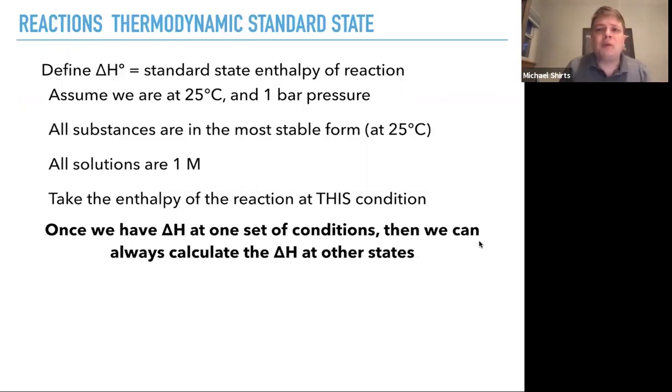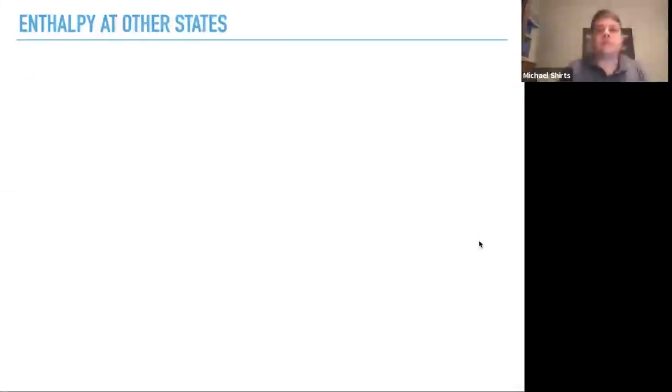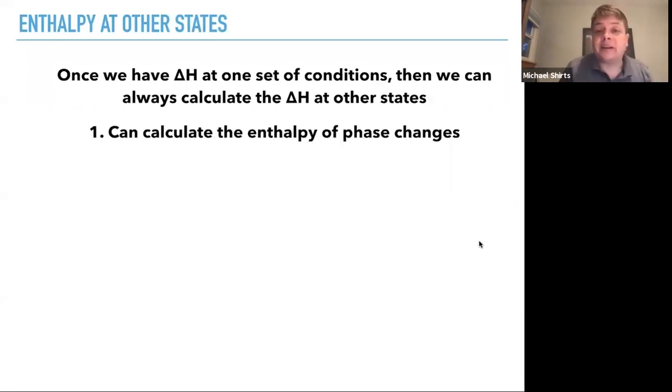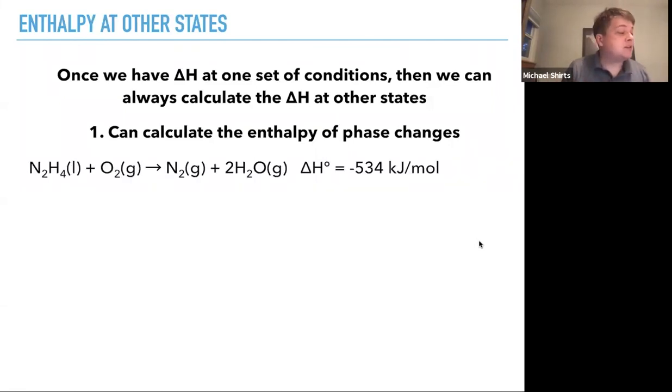What's special about 25 degrees C and 1 bar pressure? It's really just a convention, because the key is, once we have the enthalpy at one set of conditions, we can always calculate the change in enthalpy of the reaction at other states. Once we know the enthalpy of a reaction at one state, then we can calculate the ΔH at other conditions. We can calculate the enthalpy of phase changes. These things can be measured, and we can include that as well.